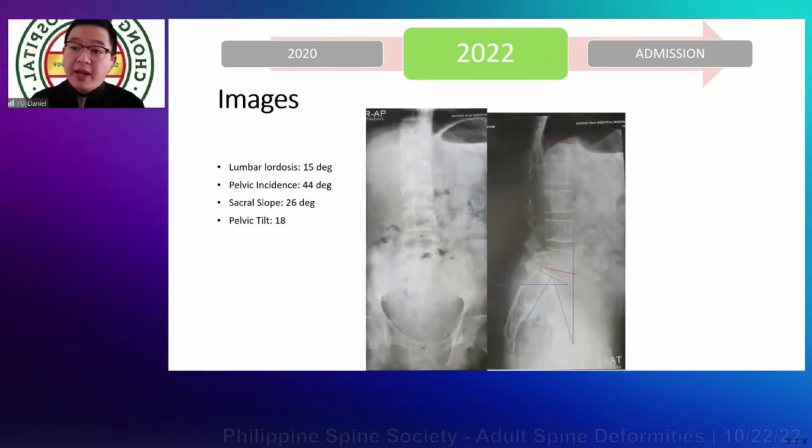These are the lumbar AP and lateral radiographs of the patient. Focusing on the lateral, we can see that the posterior element and the posterior wall of the lumbar segments are already scalloped. The measurements are: lumbar lordosis of 15 degrees, pelvic incidence of 44 degrees, sacral slope of 26 degrees, and pelvic tilt of 18 degrees.